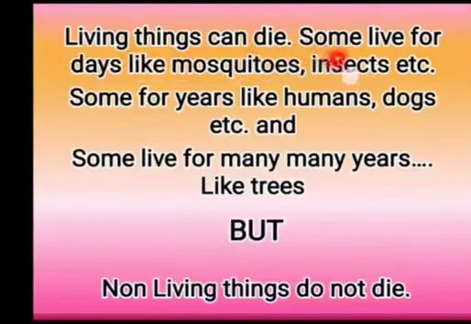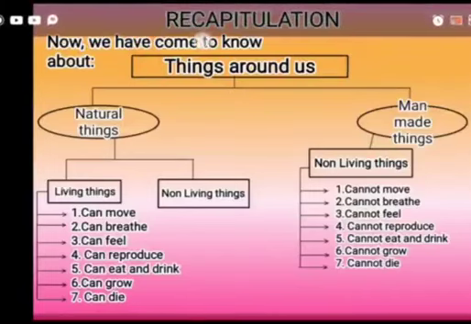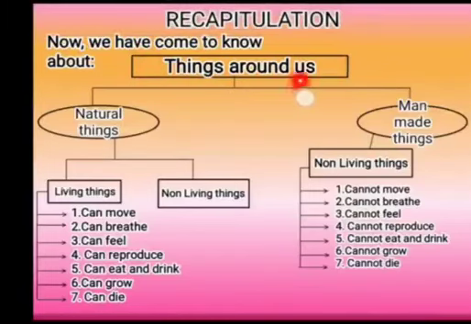Living things can die. Some live for days like mosquitoes, insects. Some for years like humans, dogs, etc. And some live for many years like trees. But non-living things do not die. They can be repaired, they can be replaced, but we cannot say that they are dead or they have died. So let's recapitulate.